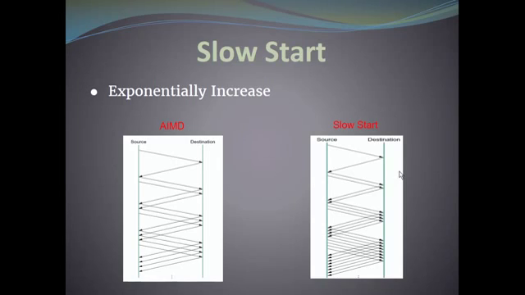The figure shows the growth in the number of packets in transit during slow start. Compare this to the linear growth of additive increase. So here you can see that slow start increases the congestion window size exponentially.